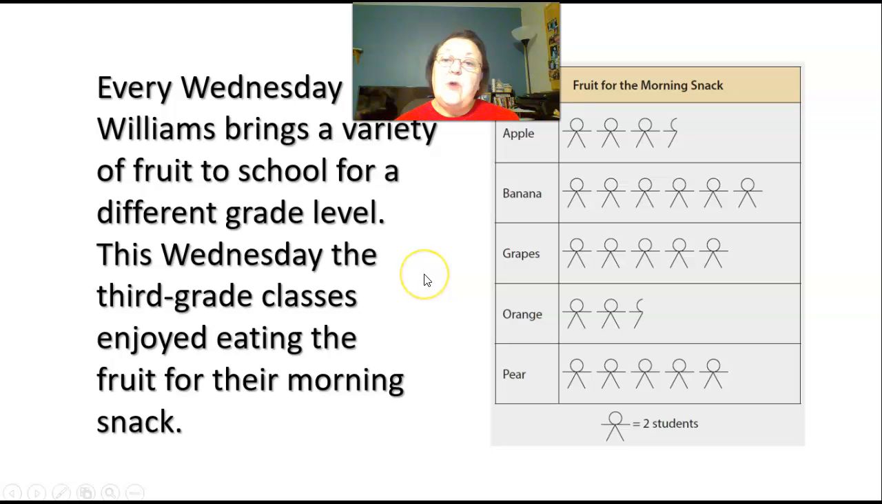So it says every Wednesday, Mr. Williams brings a variety of fruit to school for a different grade level. This Wednesday, the 3rd grade classes enjoyed eating the fruit for their morning snack. So this again represents how many students had a banana, how many had grapes, and each of these figures represents 2 students. Again, we are counting by 2s.